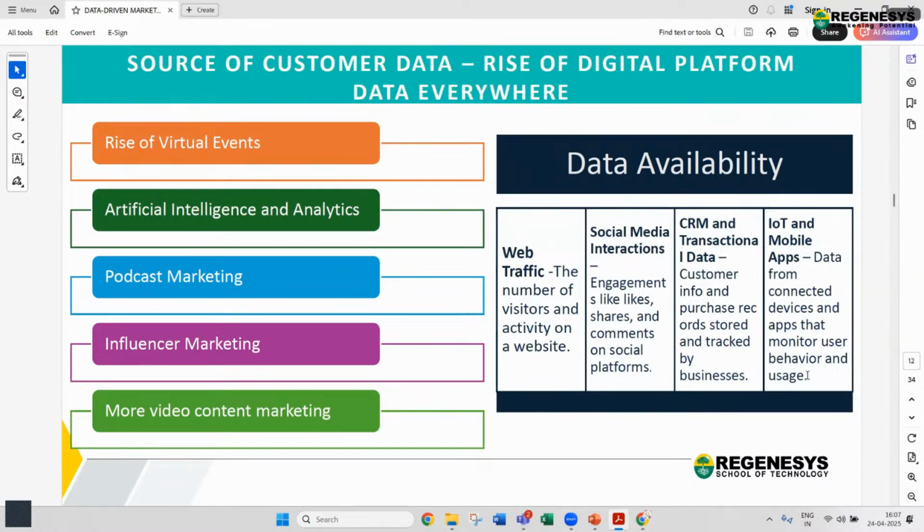When you are visiting some website, you are supposed to accept the cookies. So as you accept, our data is with them. Okay, so there are many sources of customer data. A few of them are the rise of virtual events, artificial intelligence and analytics, podcast marketing, influencer marketing, and more video content marketing. Through all this, the customers' data can be collected. A company can collect the customers' data.